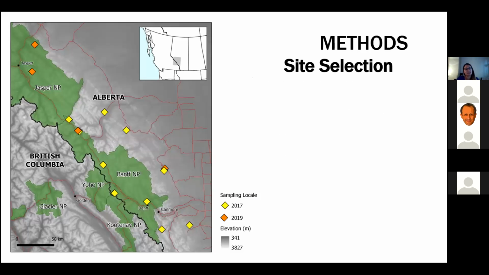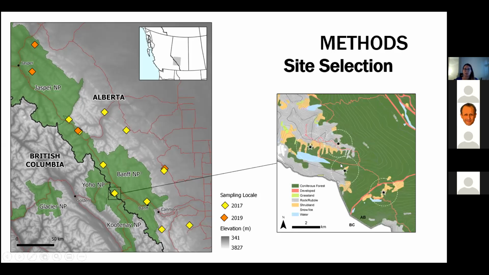To do this, I picked a bunch of sites located throughout the Rocky Mountains and foothills of Alberta. These yellow triangles are sites we sampled in 2017, and the orange triangles we sampled in 2019. At each of these locations, we sampled 4 different sites that were selected to cover a range of both the amount and configuration of habitat. So it had varying levels of habitat amounts and varying levels of fragmentation of those habitat types.